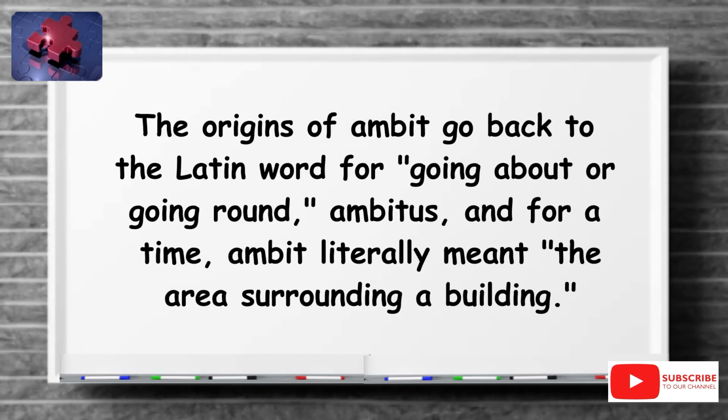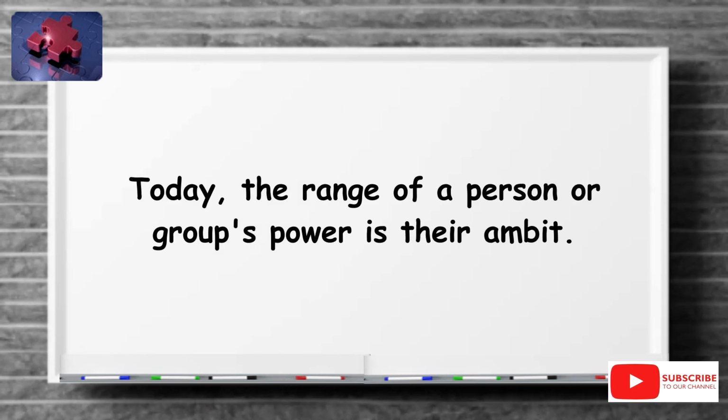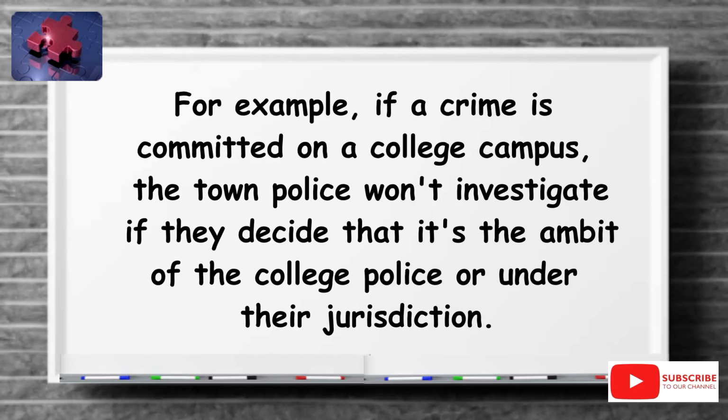The origins of ambit go back to the Latin word for going about or going round, ambitus, and for a time, ambit literally meant the area surrounding a building. Today, the range of a person or group's power is their ambit. For example, if a crime is committed on a college campus, the town police won't investigate if they decide that it's the ambit of the college police or under their jurisdiction.